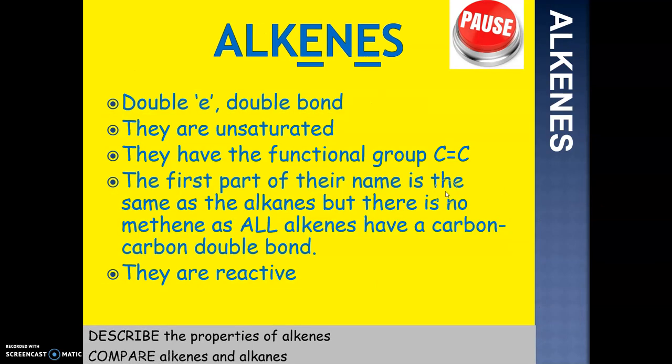Okay, so brief overview, guys, here of alkenes. They are a double E, so that means they're double bonded, so two E's in the name. They are unsaturated. That means there is a double bond between the two carbons, and that's called the functional group. The first part of the name isn't the same as the alkanes, but there is no methene, as all alkenes have a carbon double bond, and with CH4 that's not possible, and they are very reactive. Another key property of alkenes there.